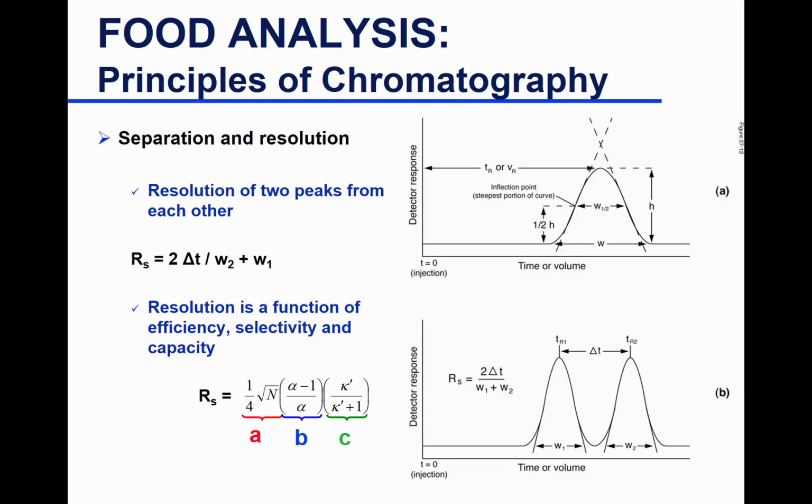All right, so this explains this equation right here. Resolution equals 2 times the difference in retention time, delta t, the difference of retention time of peak 2 and peak 1, over the width of peak 2 and peak 1. Again, if we apply the mathematical equation, if the width value is large, resolution will be low. If the difference in time is large, the resolution will be high.